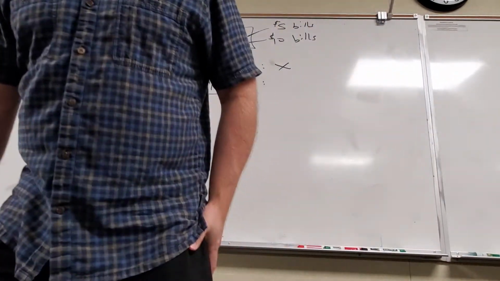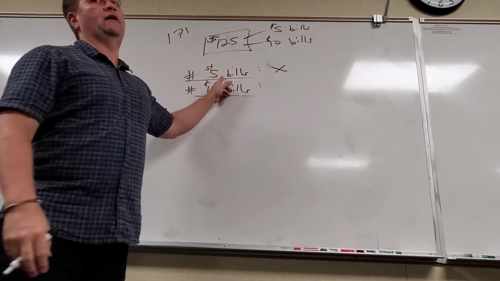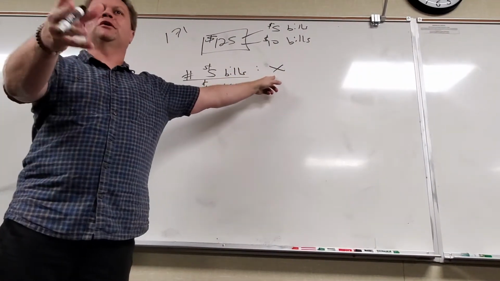Sometimes it's just English, right? How do I represent the number of $5 bills? With the symbol X. There we go. Right?